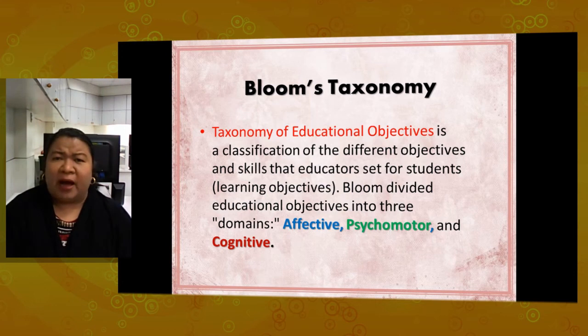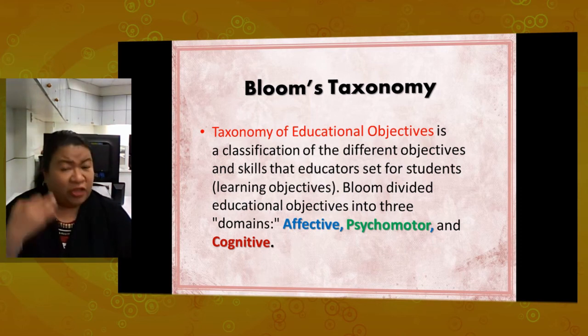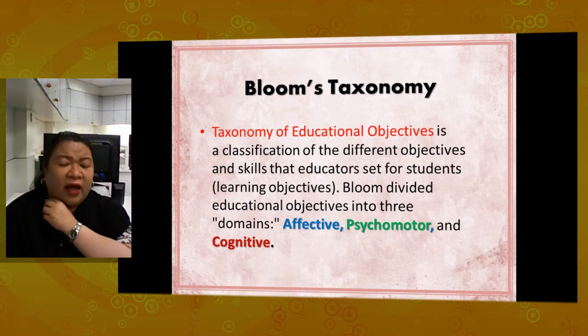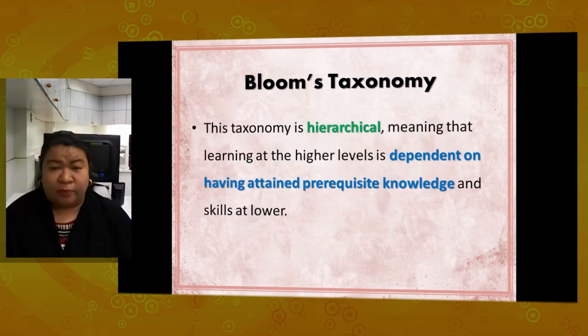Psychomotor would be about the use of the muscles, the use of eye-hand coordination. It's something that is done, something that is worked at. And cognitive is the thinking processes. What kind of thinking process would you want your learners to be able to do?